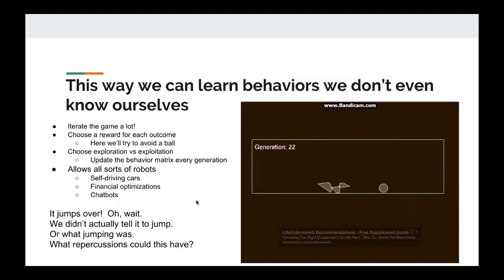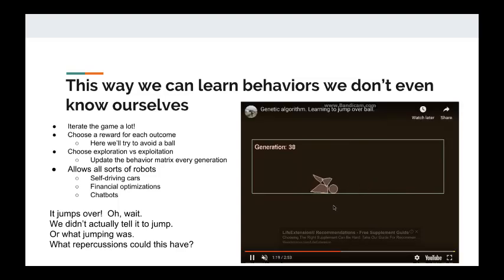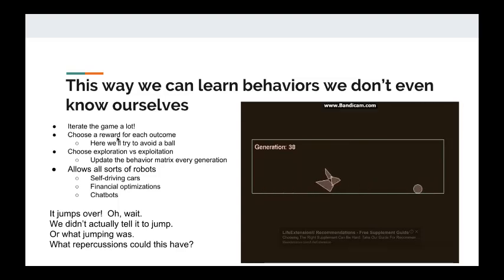and it starts to touch the ball less. It figures out that it can sort of stand on one thing. And then you'll see it kind of figures out this sort of jumping behavior where if its internal machine learning parameters are set such that they correspond to it getting way out of the way of the ball, then it gets rewarded more. So we continue to follow down that path. And again, we're just iterating this game, we're choosing a reward for each outcome.